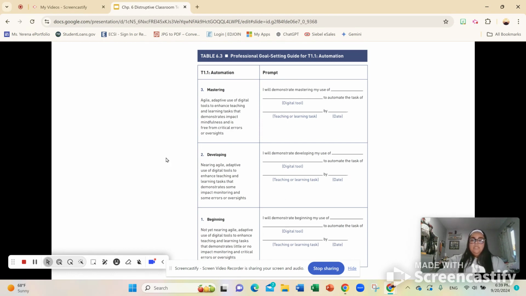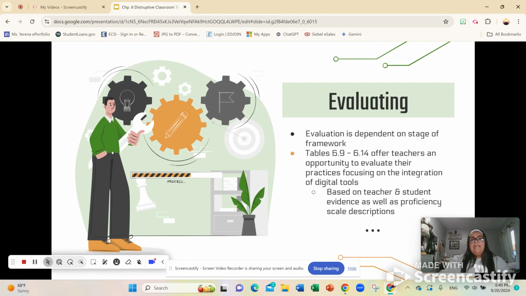And again, tables 6.3 to 6.8 go in depth into this guiding and professional goal settings dependent on the T3 framework stage, which I thought was pretty cool. So make sure you check out those pages. Again, pages 95 to 100 have a set of tables that go in depth into how you can set specific goals. And the last stage is the evaluation stage.